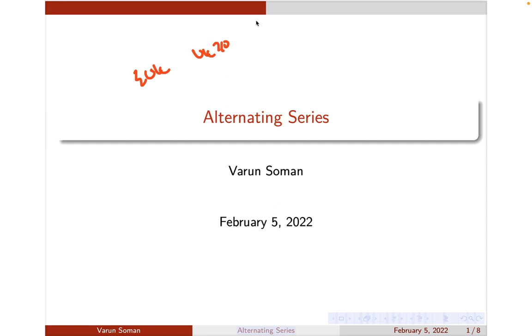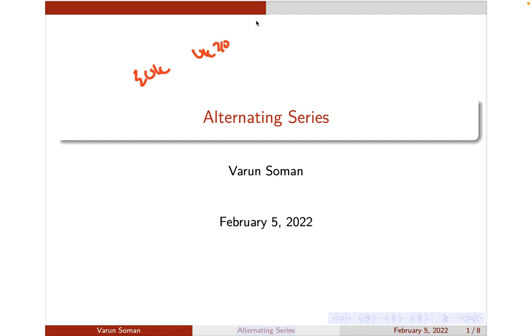The particularity or the feature of this alternating series is that the terms would be alternately positive and negative in nature. Suppose the first term is positive, then the second term would be negative, the third would be positive, and so on. Similarly, if the first term is negative, the second term would be positive, the third would be negative, like this. So basically the terms would be alternating in their signs.